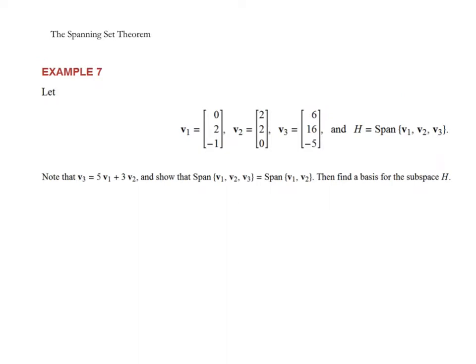All right, now this next slide, we are introduced to an example that will ultimately lead to the spanning set theorem. So in the example, we're given 3 vectors, v1, v2, v3, and defining H as the span of that set. And then we're also given the information that they're not linearly independent. They're linearly dependent because we're told v3 equals 5v1 plus 3v2. So we're given that linear dependence relation, all right? And then it says to show that the span of the 3 vectors is equal to the span of just v1 and v2. And then it says find a basis for the subspace H.